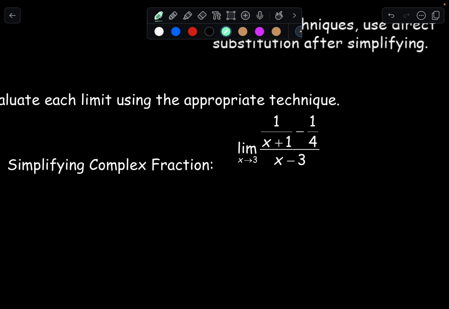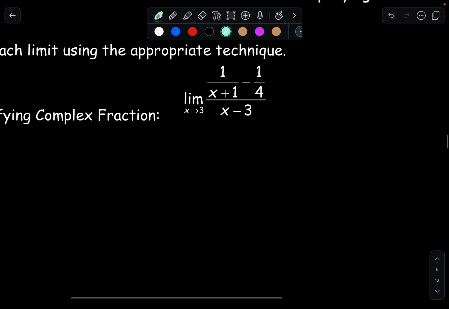So the limit as x approaches 3 for this complex fraction. The first step is use direct substitution, all right? So if I use direct substitution, I get 1 over 3 plus 1, so that ends up being 1/4 minus 1/4, which is 0, divided by 3 minus 3, which is 0. So we get 0 over 0.